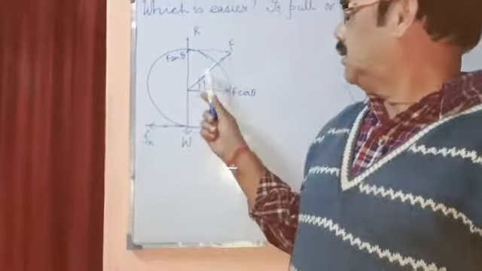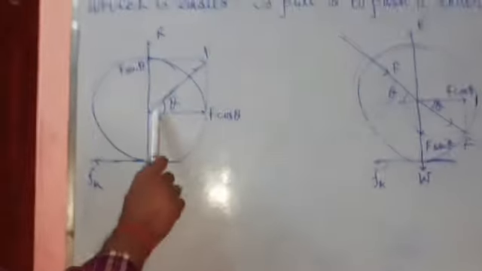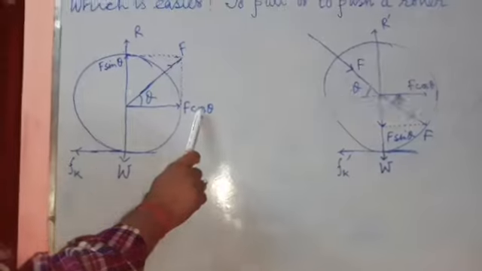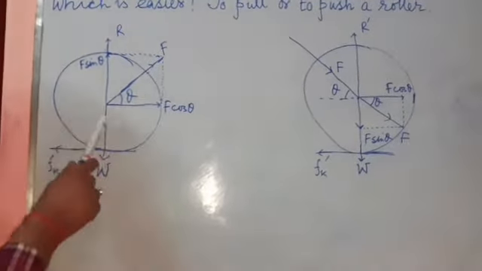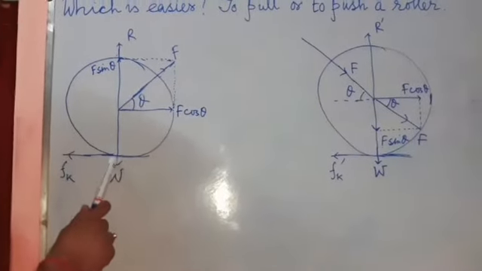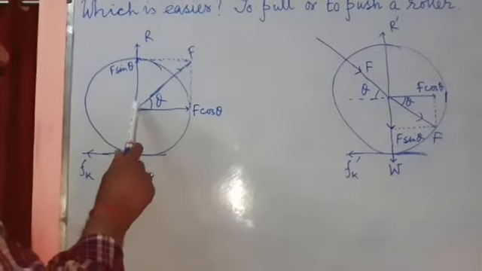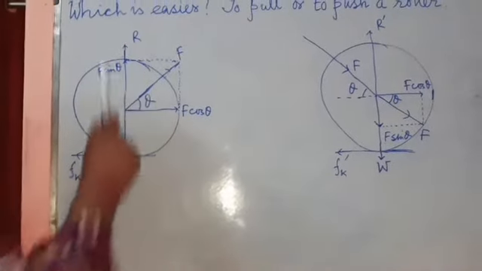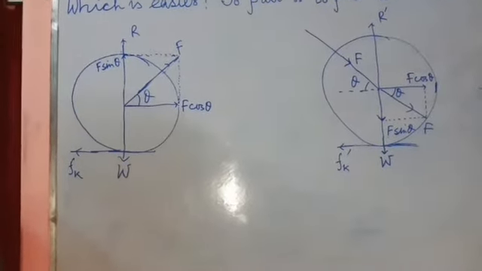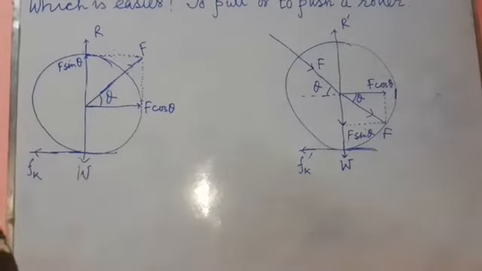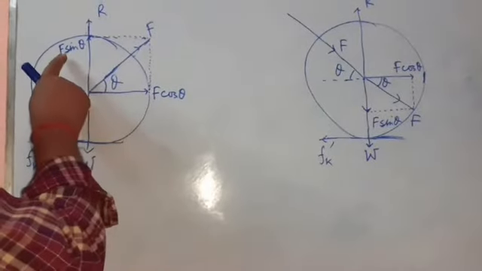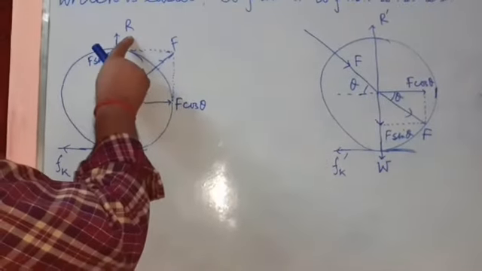In this case, if we resolve this force in two directions, horizontal and vertical, then this side component is F cos theta and this side component is F sin theta. Let the weight of the roller be W, so the normal reaction will be R, upwards. As there is no movement this side, upper side what? F sin theta and this is R.